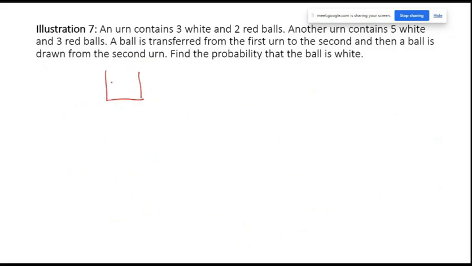You may say I have this problem: an urn, that means one basket, contains 3 white and 2 red balls. Another urn contains 5 white and 3 red balls. A ball is transferred from the first one to the second, and then a ball is drawn from the second urn. What is the probability that the ball is white? Means ultimately the ball that you get is white.